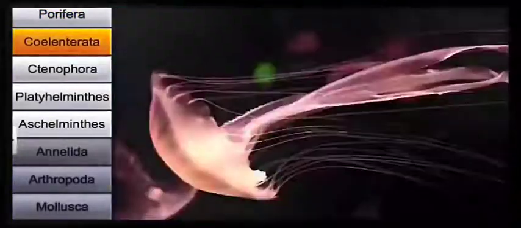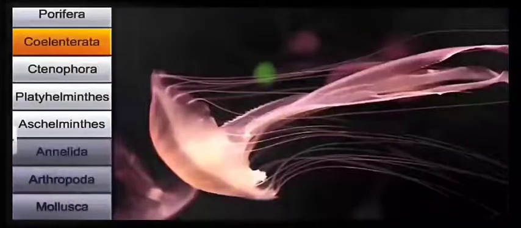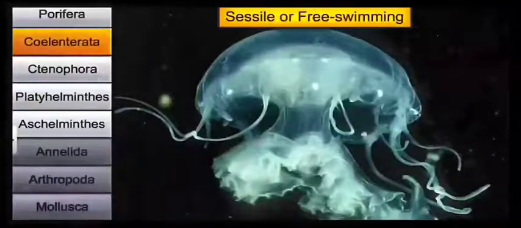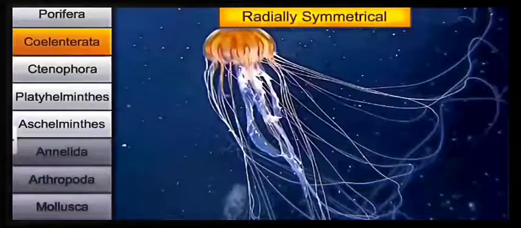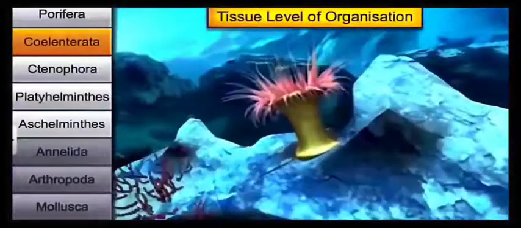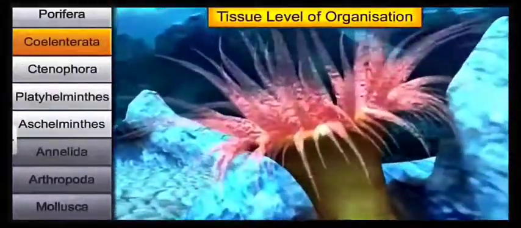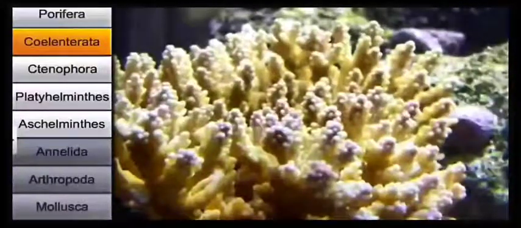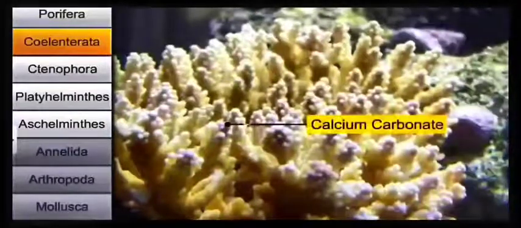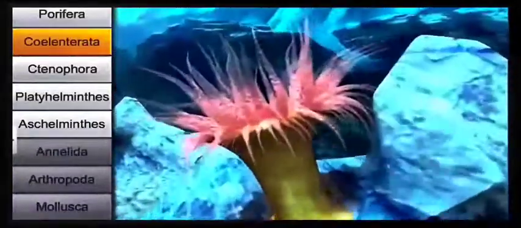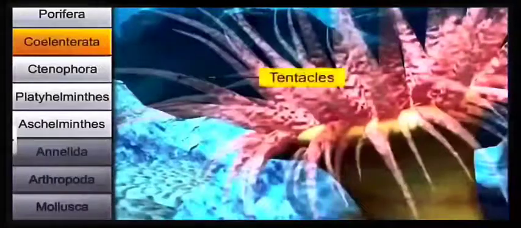They are cylindrical bodied animals. They are aquatic, mainly marine. Few are freshwater. They are generally sessile, but they show free swimming stages also. They show radial symmetry, diploblastic with tissue level of organization. These are coral reefs. They are also Coelenterata. They have a calcium carbonate covering on their body. This is a typical structure of a coelenterate.